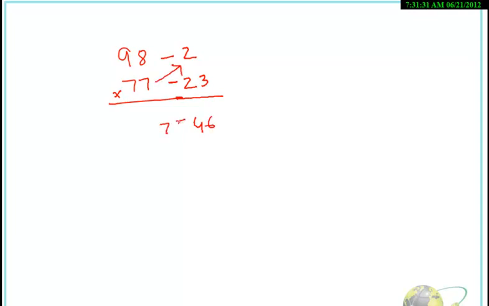Let's take one more example. 98 into 77. So it's minus 2 from 100, and it is minus 23 from 100. Okay. So 23 into 2 is 46, and 77 minus 2 will give us 75, so 7546.